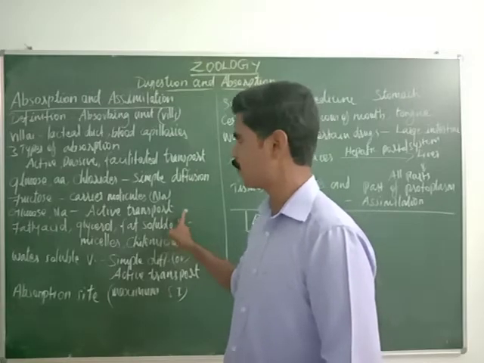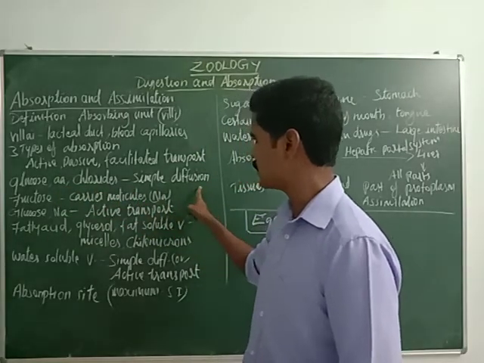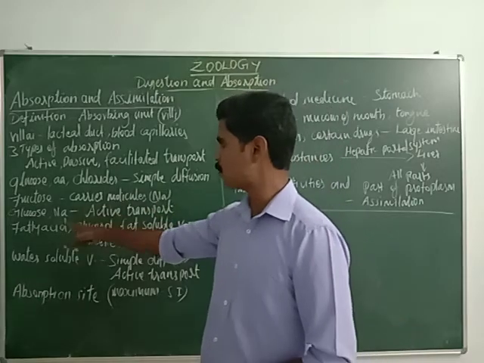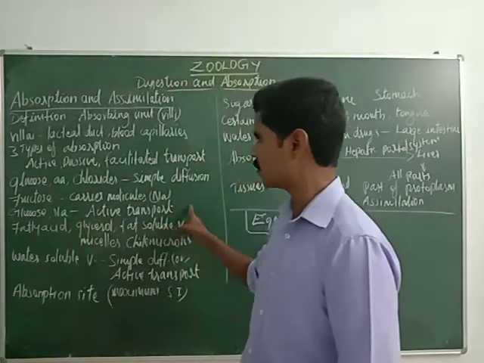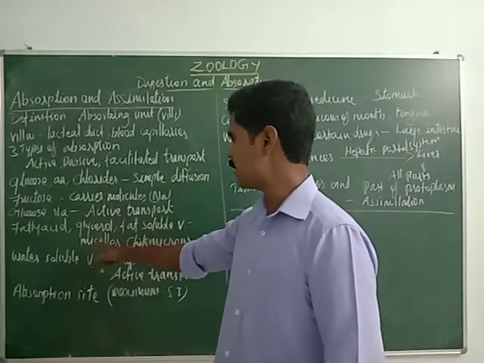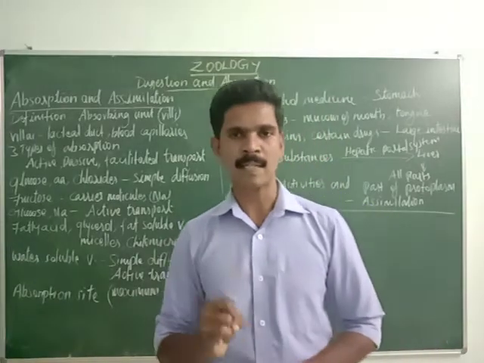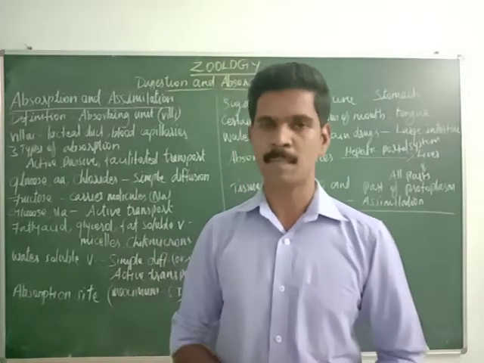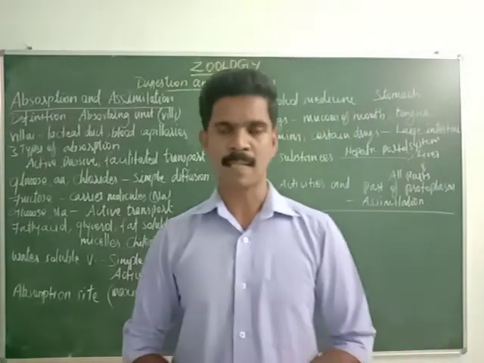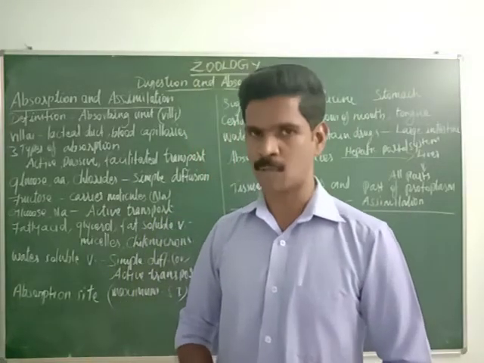Already I told you, some amount of glucose is absorbed by simple diffusion, and the maximum amount of glucose and sodium are absorbed by active transport. Then next point: the fatty acid, glycerol and fat soluble vitamins. Listen very carefully. These substances cannot be directly absorbed by the intestinal mucosa.